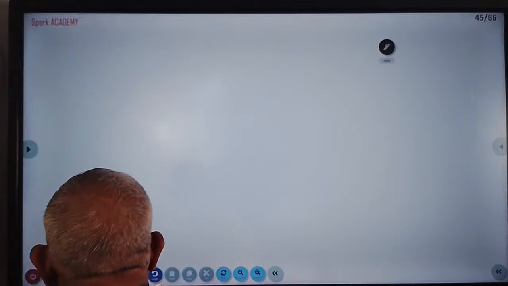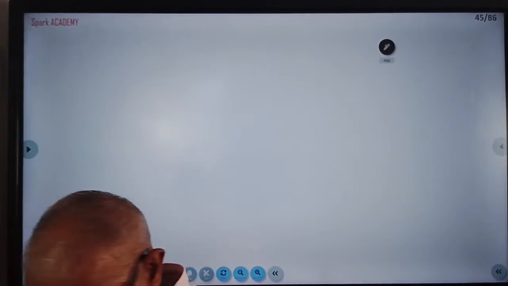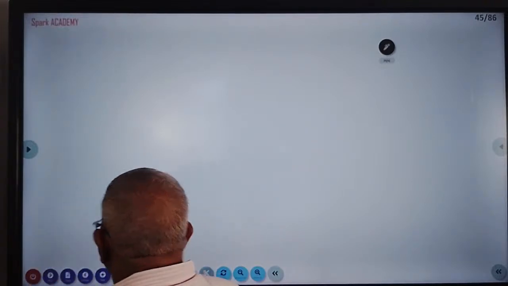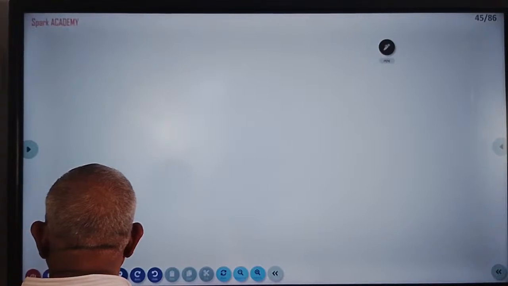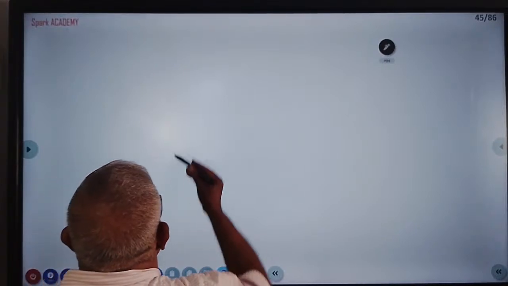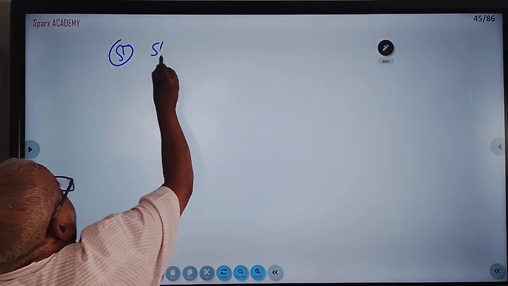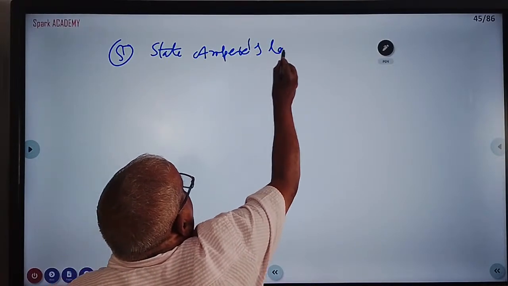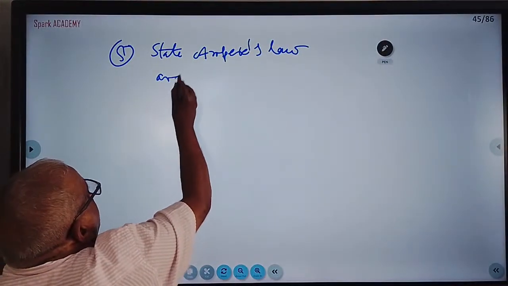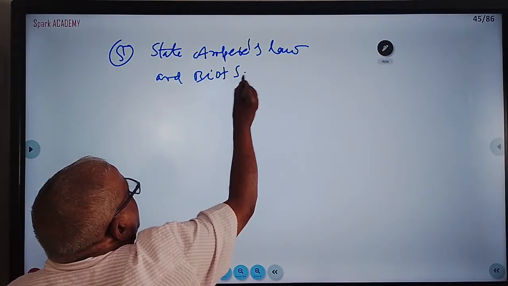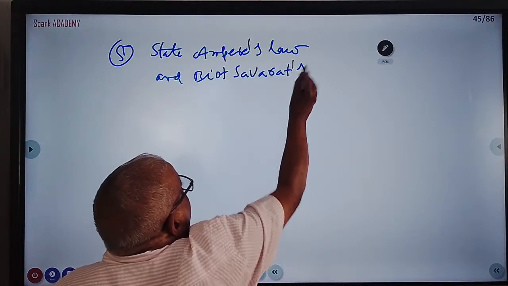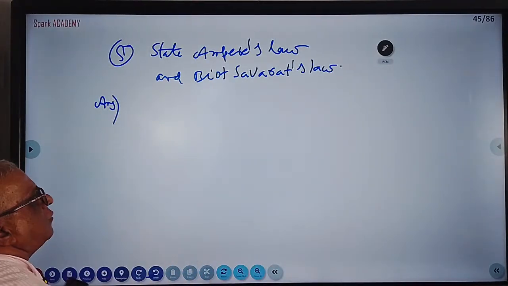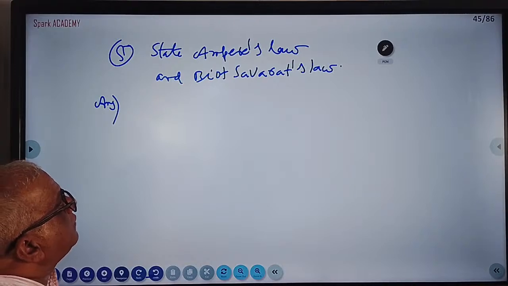First, listen to these questions, what I am discussing. State Ampere's law and Biot-Savart law. You wait, student. I will complete. By completion, you will know. Maybe now I am discussing theory questions. You want any problem in represent, I will do it. Don't worry. State Ampere's law and Biot-Savart law.